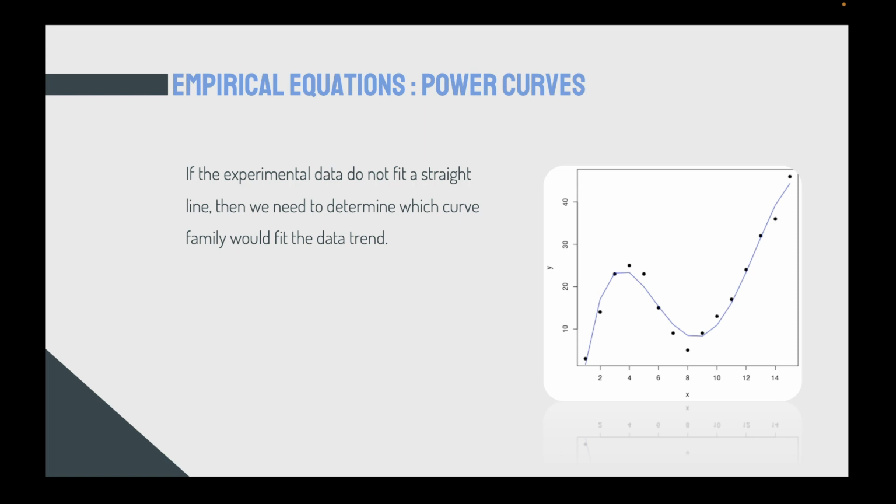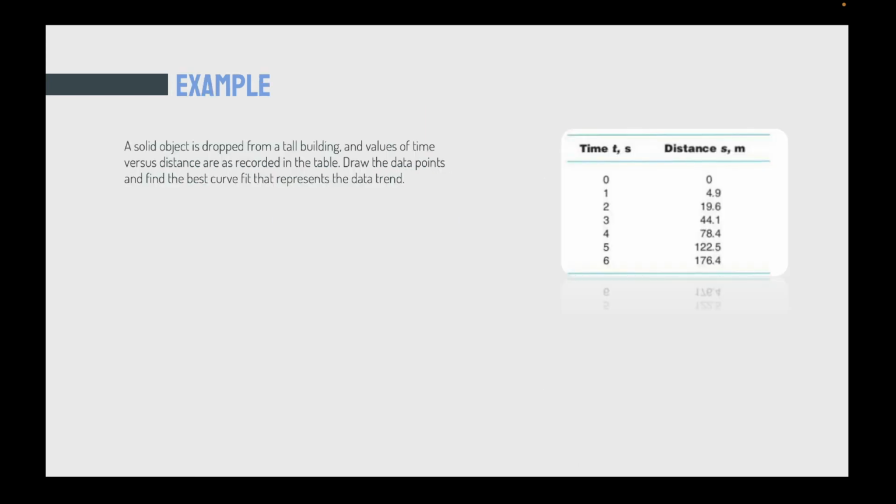That way, sometimes it would be confusing which curve you would go with, but now we're focused on power curves, so you shouldn't be confused. Let's take an example again. We have a solid object that we drop from a tall building. He was collecting the values of time versus distance as time goes by and distance goes by, recording that in the table we see on the right. Draw the data points and find the best curve fit that represents the data trend.